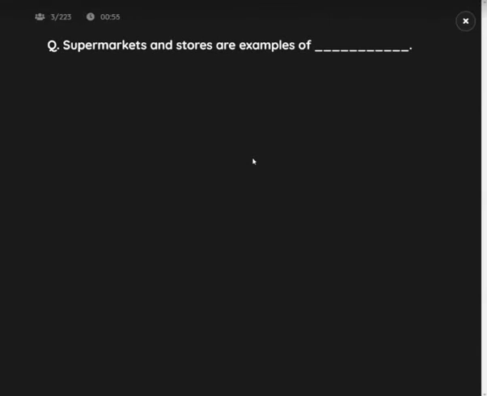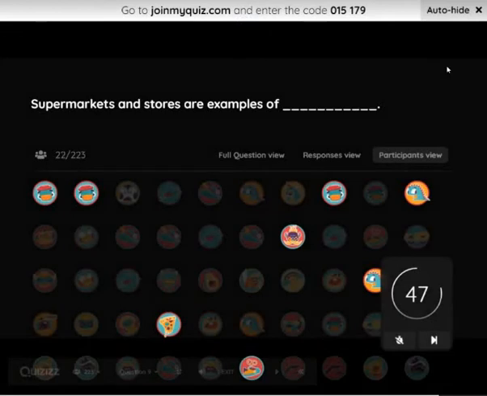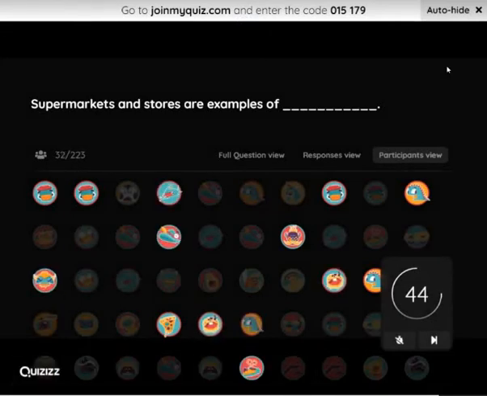Supermarkets. Okay, now you need to write the correct answer. Supermarkets and stores are examples of what? Write the correct answer. What is the correct answer?